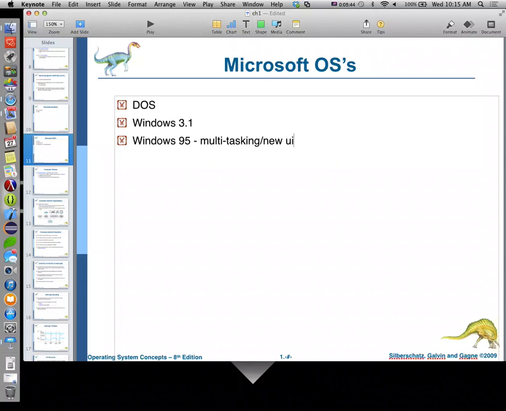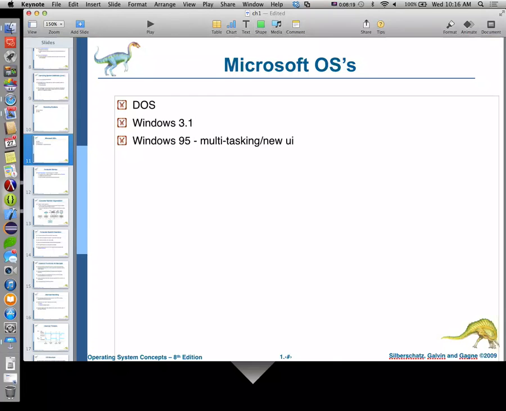But the question is, was there anything in between here? We're actually missing an operating system here from Microsoft. That's going to be later on in this list, not in between those two. Something came out after Windows 3.1, but before Windows 95 came out. It actually represented a split in Microsoft's business model.